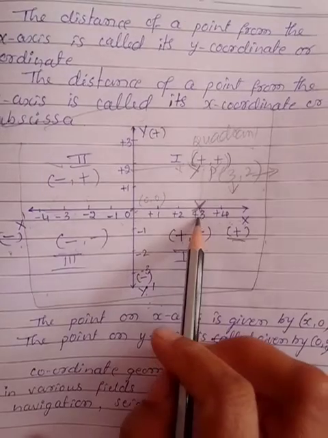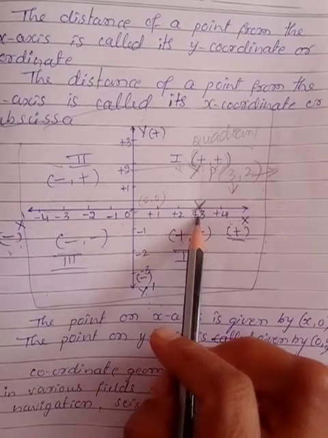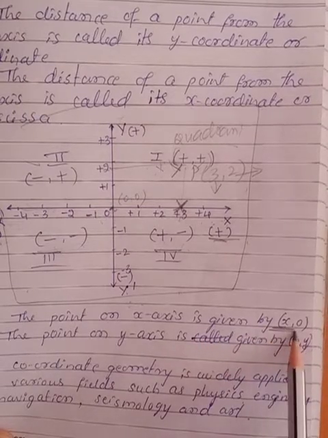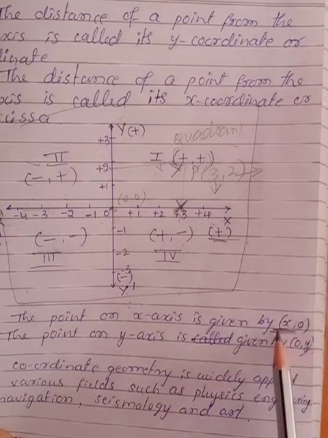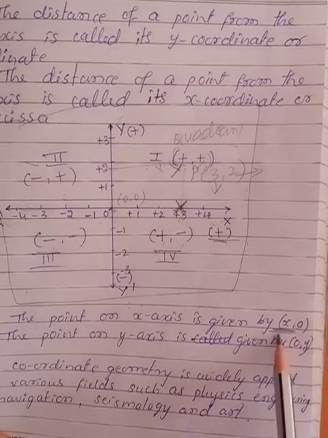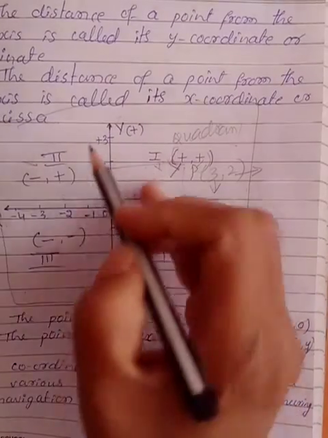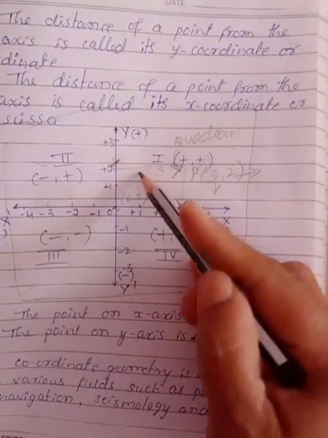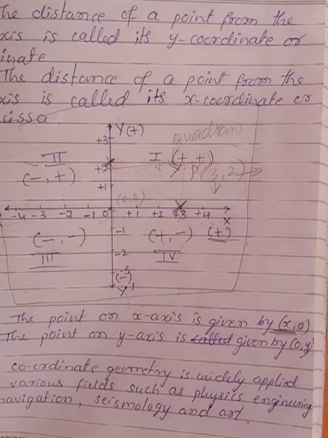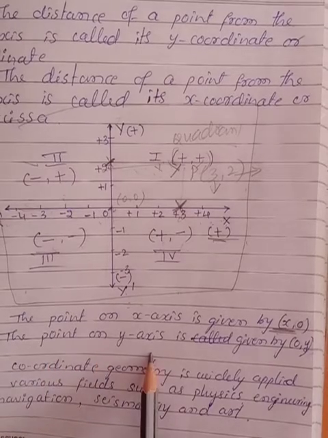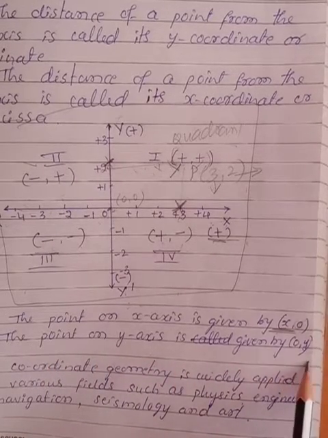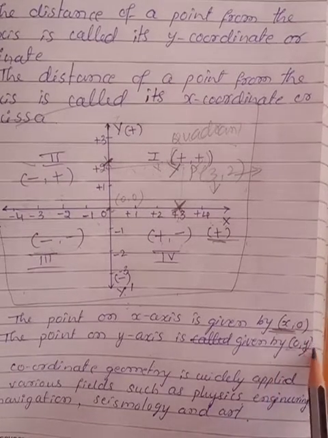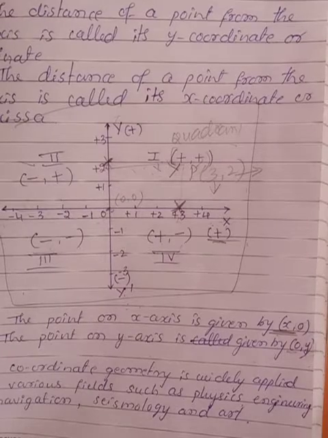Now, if I consider a point on the x-axis itself, we get an x value but not a y value. Any point on the x-axis has y equal to 0, and x may be any value. That's why it is given by (x, 0). In the same way, consider a point on the y-axis. Here you have a value for y, but x is 0. That's why a point on the y-axis is given by (0, y).